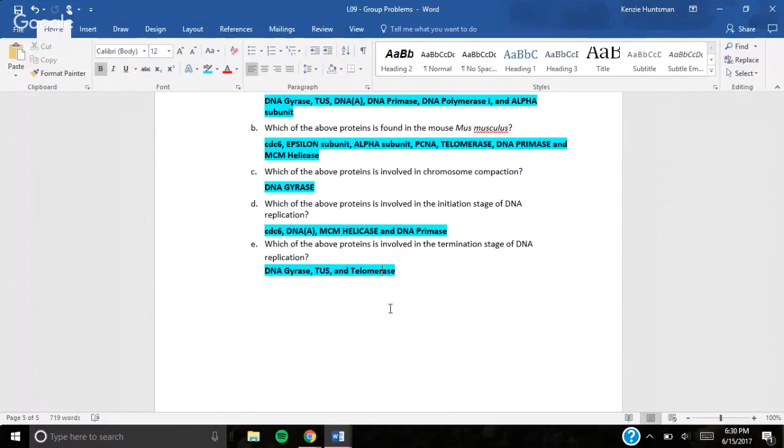So which of the above proteins is involved in the initiation stage of DNA replication? So CDC6, DNA A, MCM helicase, and DNA primase. And which of the above proteins is involved in the termination stage of DNA replication? And the DNA gyrase, the TUS, and the telomerase. And again, most of these answers we found just from the readings and scouring those readings.